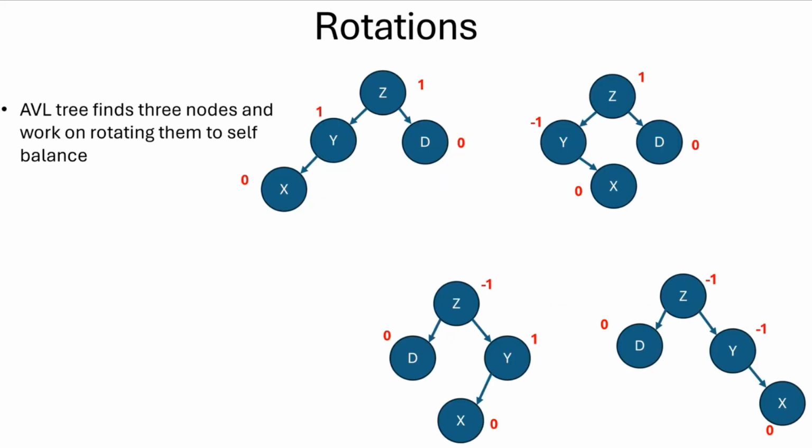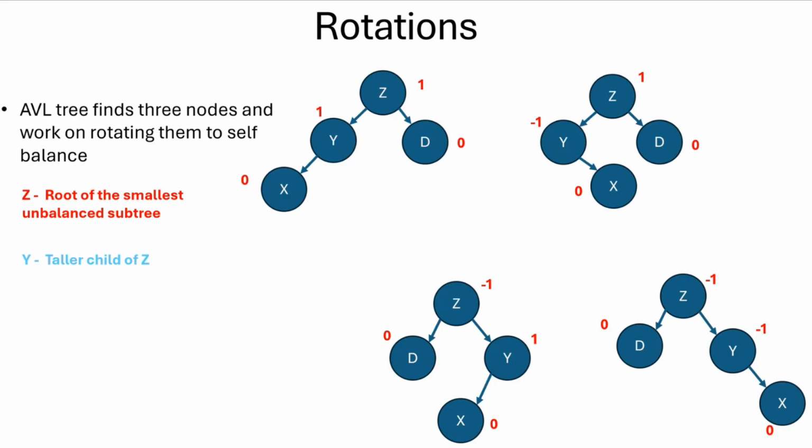Rotations. The rotations for insert and delete operations are the same. The logic is the same, but the logic to find z, y, x, I mean, the logic to check what type of imbalance it is, is different between insert and delete operations. We know that AVL tree finds three nodes, z, y, x, and rotates them to self-balance. We know that z is the root of the smallest unbalanced subtree. It is basically the smallest impacted area of the tree where balance is not 0, 1, or minus 1.